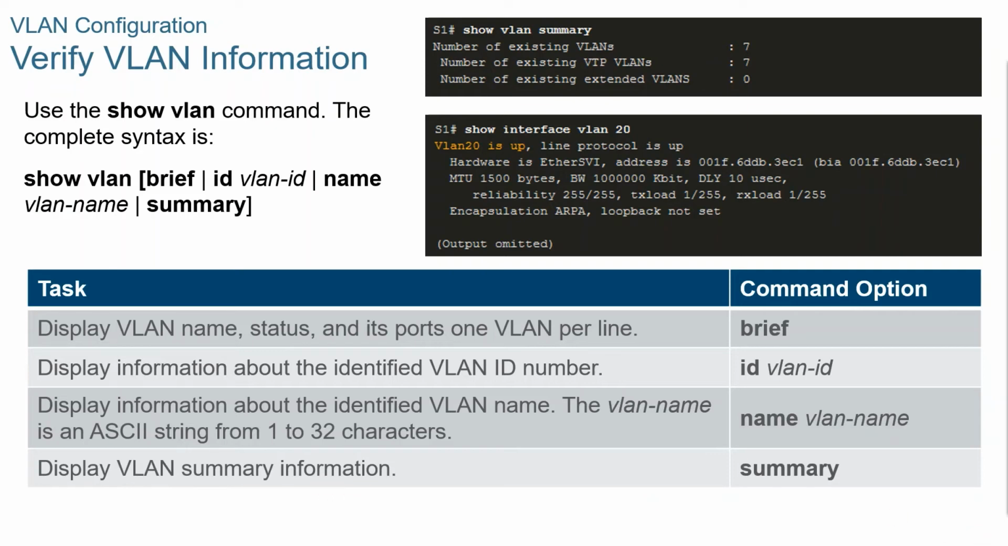Other useful commands are show ip interface brief, show interfaces interface-id switchport, and show interface vlan VLAN ID. For example, the show interface FA0/18 switchport command can be used to confirm that Fast Ethernet 0/18 has been correctly assigned to the data and voice VLAN. Shown here, you've got show interface vlan 20.